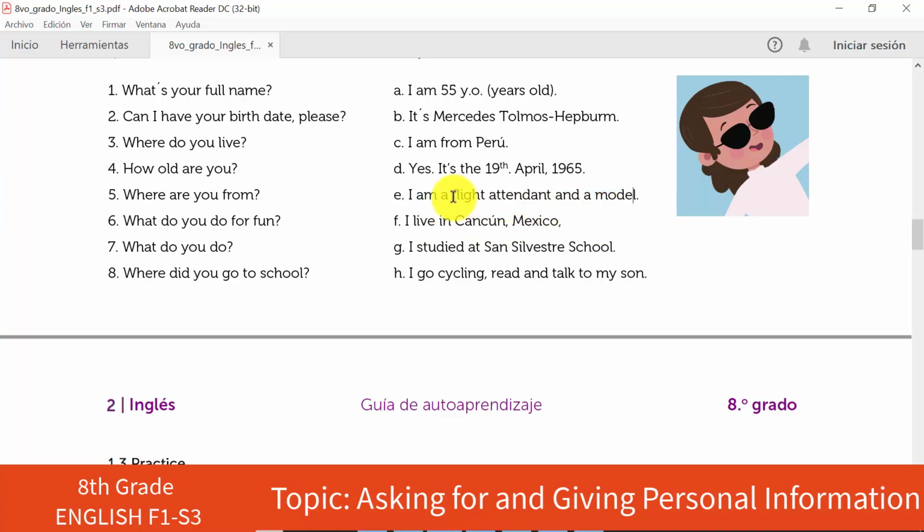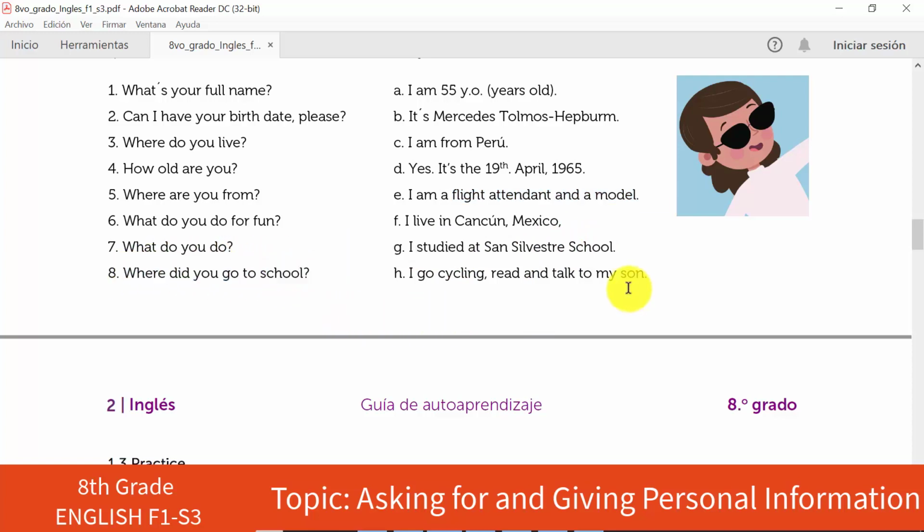Okay? Podemos cambiar esta información. Podemos poner I am a student. Okay? I am a teacher. I am a mechanic. Okay? I am a supermodel. Okay? Whatever you want.